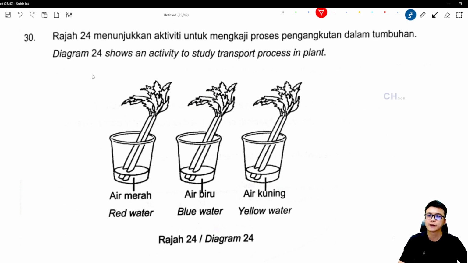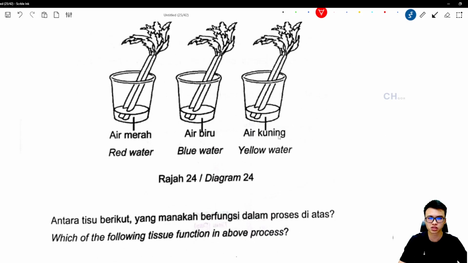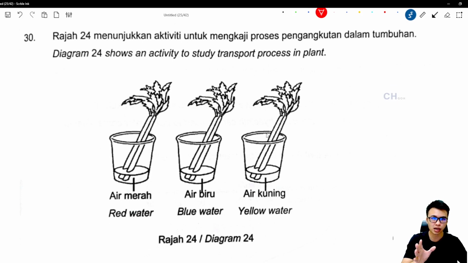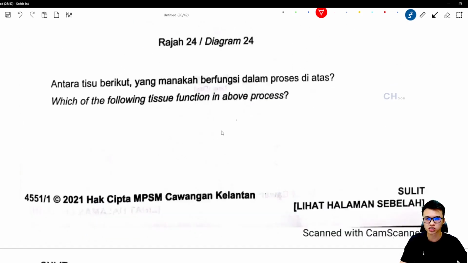Question 30. Diagram 24 shows an activity to study the transport process in the plants. Now we have the red water, blue water, and yellow water. Basically, we want to see how this, I believe this is a celery, transports the red water all the way up to the leaf. Which of the following tissue functions in above?